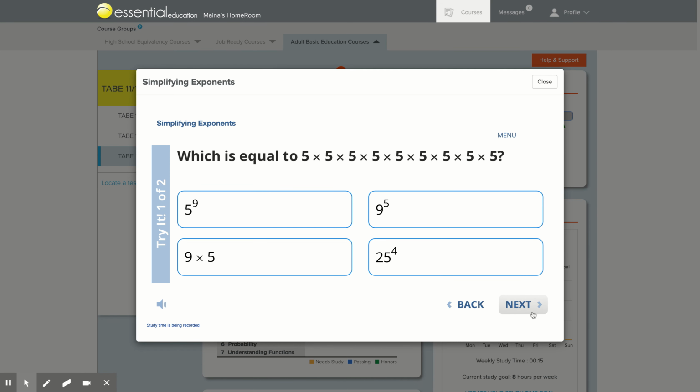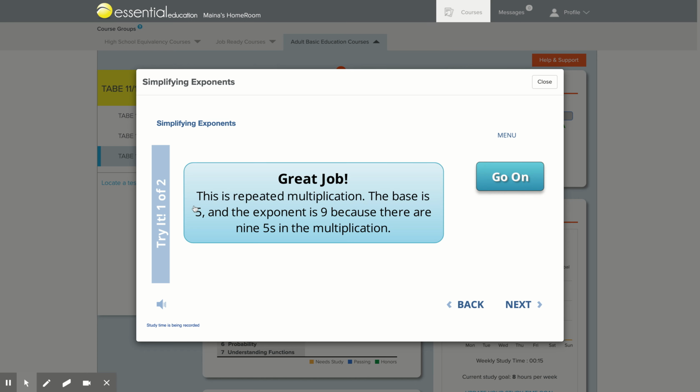Which answer choice is equal to the repeated multiplication in the question? All right, so in this situation, we have the base 5. So we know that we're going to keep 5 down here. All right, you should not keep 9. And then how many 5s do we have? 1, 2, 3, 4, 5, 6, 7, 8, 9. So we have 5 to the 9th power. Great job. This is repeated multiplication. The base is 5, and the exponent is 9 because there are 9 5s in the multiplication.